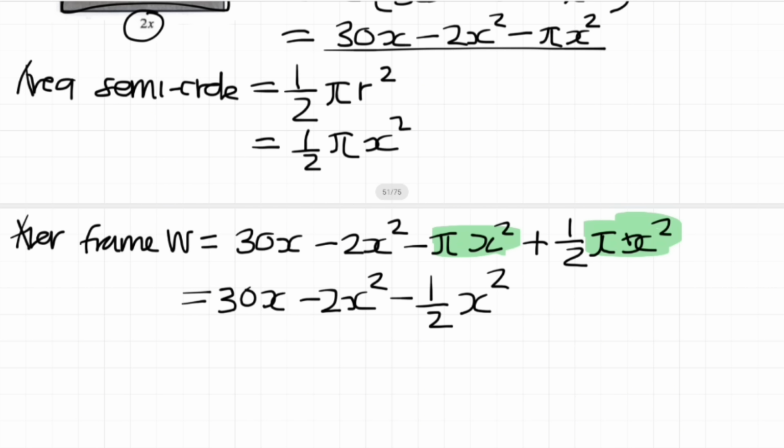Just like that. Oh, I forgot the pi. Let me write pi x squared. Just like that. So this is the area actually of this thing. Let me just write it in terms of x.